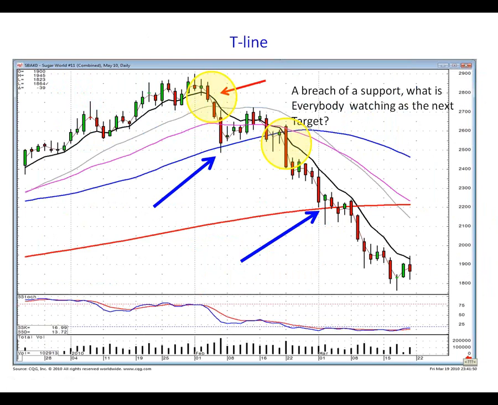The stochastics are 12-3-3. This is what I use. So once I see that breakdown, where's my next target? The 50. If I was short and I saw a bullish harami, I'm probably covering my short position to see if it's going to get back up above the T line. When it doesn't, I can stay short till it gets to the next target, the 200.